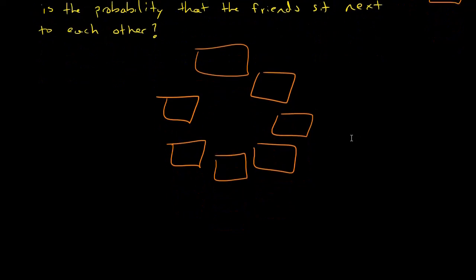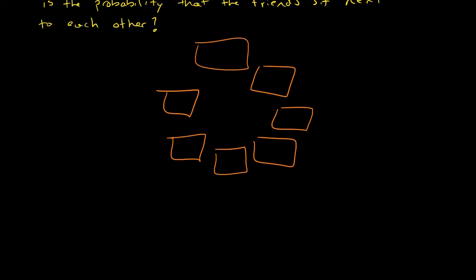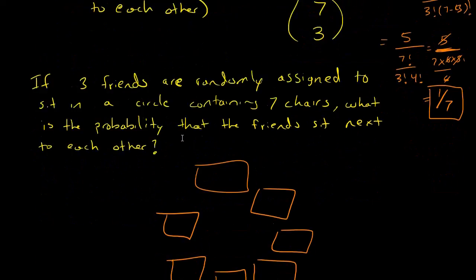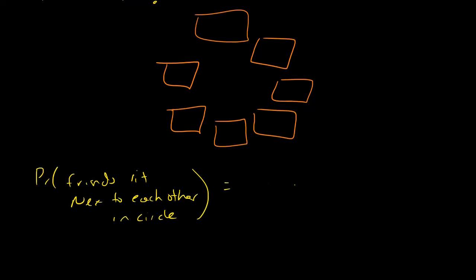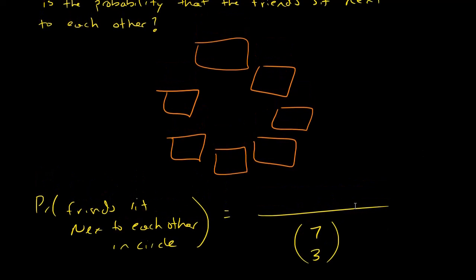So, let me go ahead and first, right, so we were trying to find the probability that the friends sit next to each other in a circle. All right. The denominator, again, we still have 7 chairs, and we are choosing 3 of them. So the harder part is the numerator, right? How many ways can these 3 friends sit next to each other?